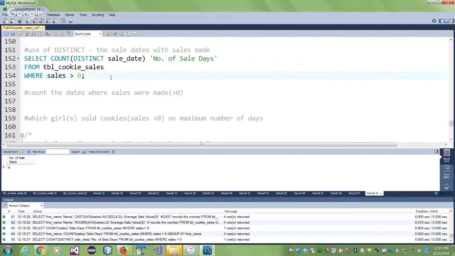What is the difference between count the dates where sales were made? Or maybe I changed it. Count the dates where sales were made. Count the total number of days maybe then? No, that doesn't make sense. It's the same question. Sorry, same question, use of distinct. Maybe I'll just put this comment up.